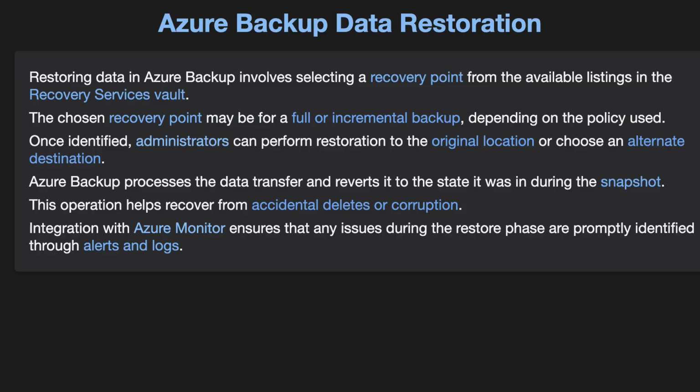Restoring data in Azure Backup involves selecting a recovery point from the available listings in the Recovery Services Vault. The chosen recovery point may be for a full or incremental backup, depending on the policy used. Once identified, administrators can perform restoration to the original location or choose an alternate destination. Azure Backup processes the data transfer and reverts it to the state it was in during the snapshot. This operation helps recover from accidental deletes or corruption. Integration with Azure Monitor ensures that any issues during the restore phase are promptly identified through alerts and logs.